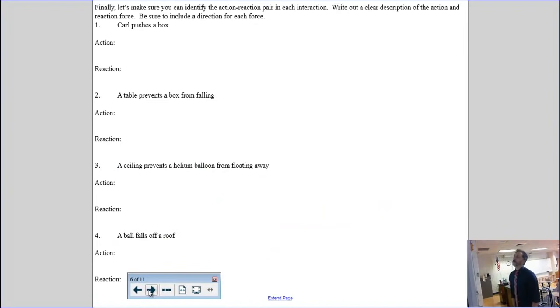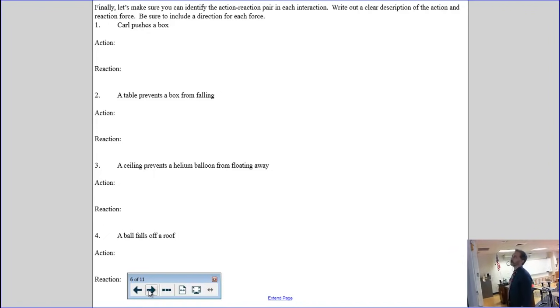All right, so the first thing that I want to make sure that you're able to do is identify the action and the reaction forces in any interaction. Okay? Doing this requires that you're able to identify the two objects and then write out a statement that looks like object A pushes object B in a certain direction and object B pushes object A in a certain direction. Okay? So there's a bunch of examples up here.